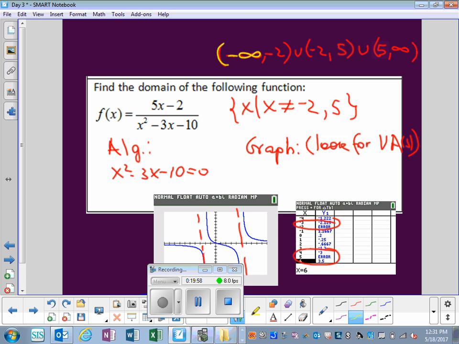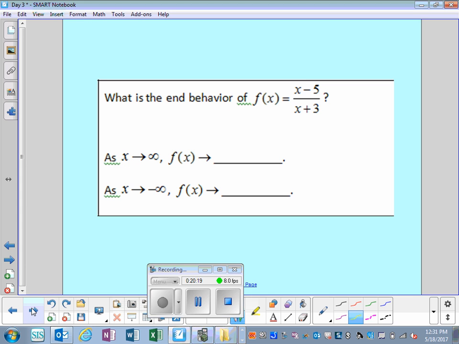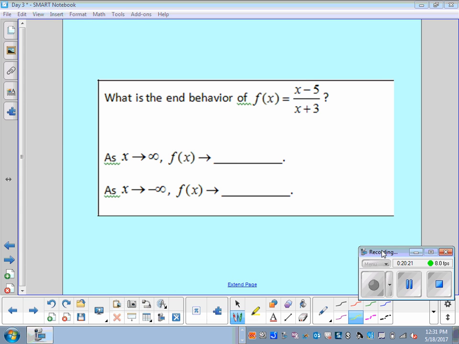Negative infinity to negative 2 union negative 2 to 5 union 5 to positive infinity, right? Because now I have two restrictions, so I need to eliminate both negative 2 and 5. 3 intervals. So if you have four different intervals, does that mean that there's 3 different things? Yes. Okay, next one, the last one on this page.